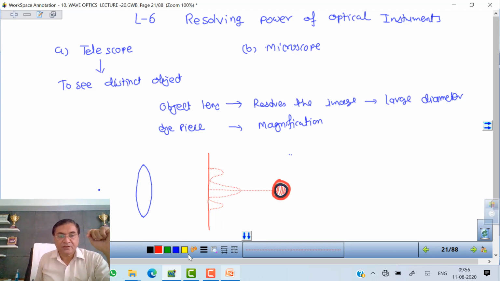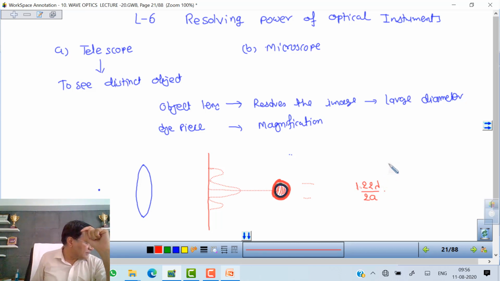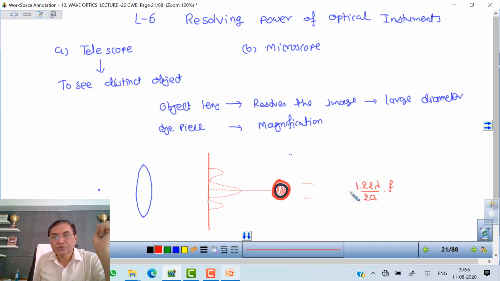And if you analyze it, then we can get the diameter of the central maxima equal to 1.22 lambda upon 2a, multiplied by its focal length f, because this image is formed at distance f. So this is the diameter of the image. We need not derive this formula. You take it for granted. What is 2a?